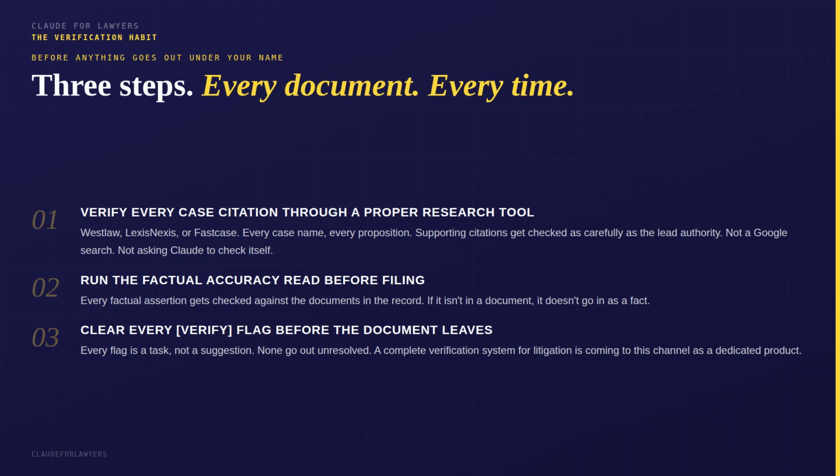Second, run the factual accuracy read before filing. Every factual assertion in a court document gets checked against the documents in the record. If it isn't in a document, it doesn't go in as a fact. Third, clear every verify flag before the document leaves. Every flag Claude has placed is a task, not a suggestion. None of them go out unresolved.